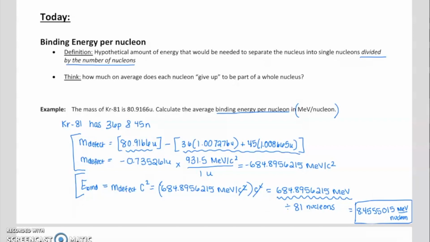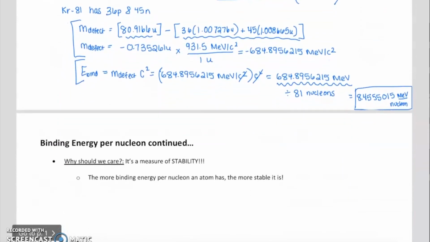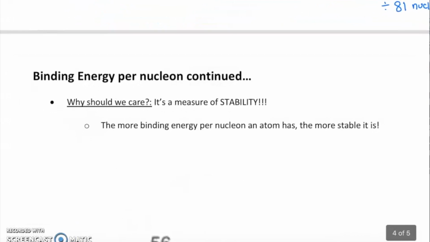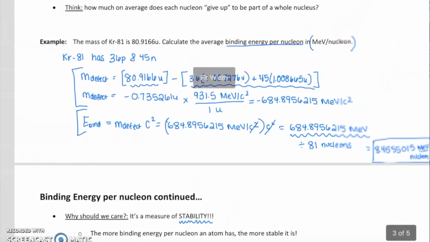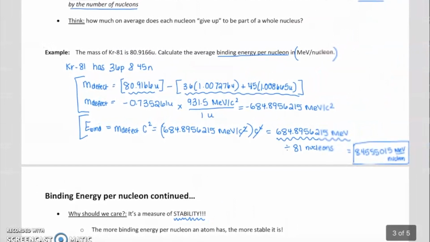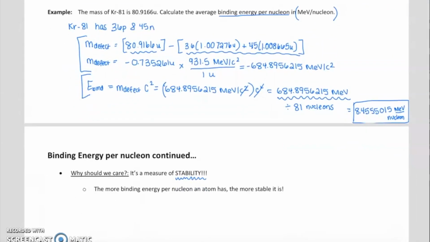But likely you're thinking to yourself, why should you care? Why would we ever want to do this? How does it help us? Well, the reason is the binding energy per nucleon calculation is connected to the stability of an element. How likely is it going to be to undergo fission or fusion? And so what scientists have done is they have done this calculation over and over again, and they have plotted it on a graph. Let's take a look at that graph.